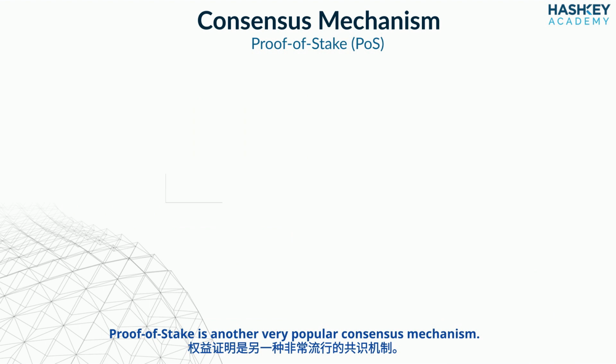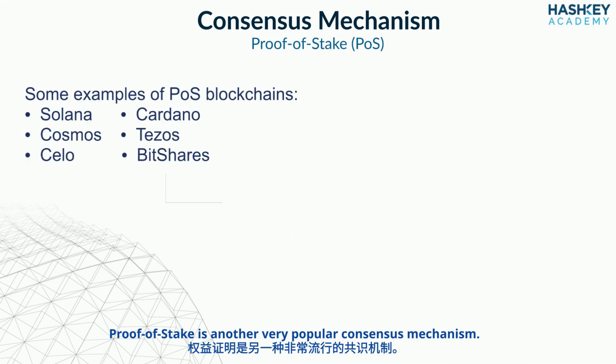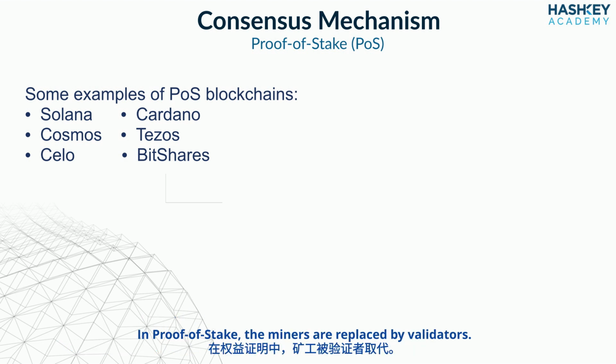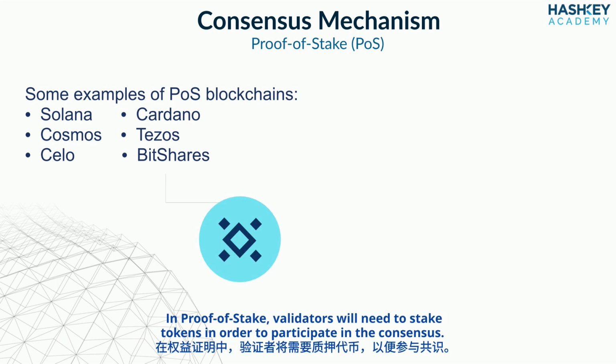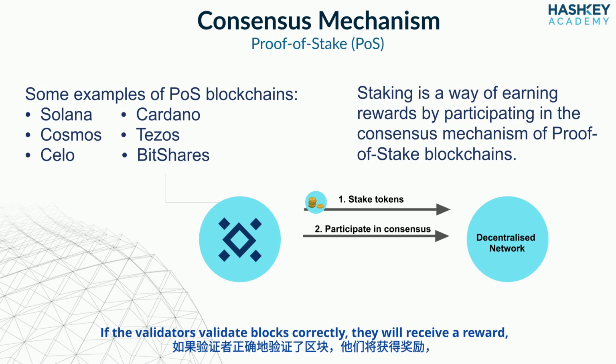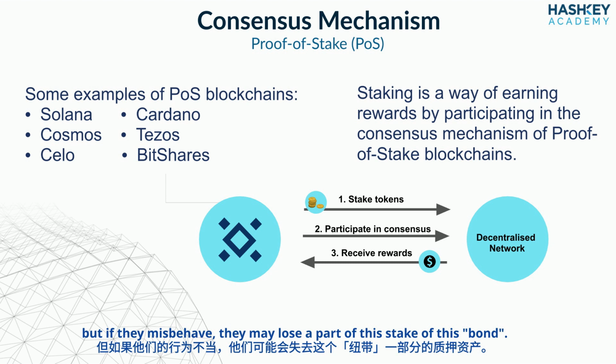Proof of stake is another very popular consensus mechanism. Some of the examples of proof of stake networks are Solana, Cardano, Cosmos, Tezos, Celo, and BitShares. And in proof of stake, the miners are replaced by validators. In proof of stake, the validators will need to stake tokens in order to participate in the consensus. You can see this stake as a bond to behave in the network and to do a good work. If the validators validate blocks correctly, they will receive a reward. But if they misbehave, they may lose part of this stake, of this bond.